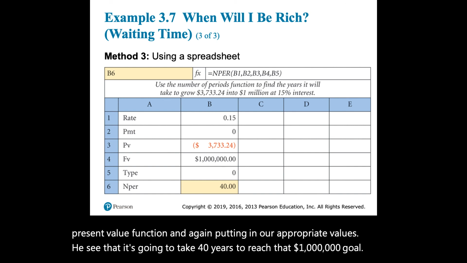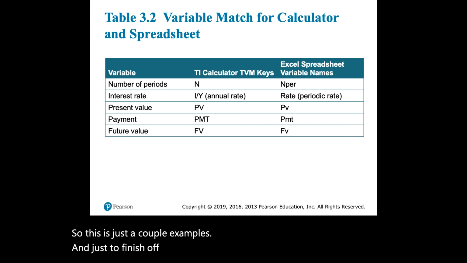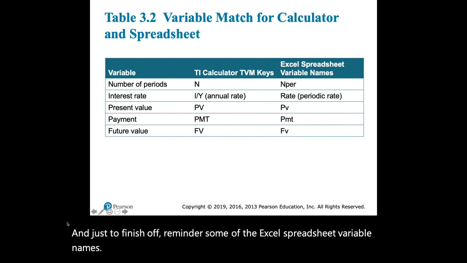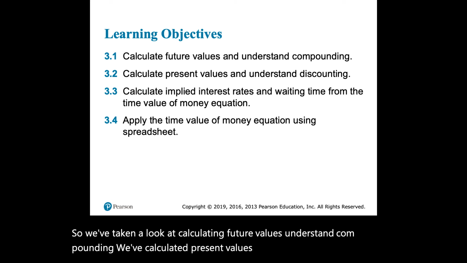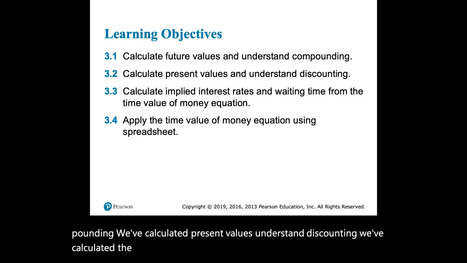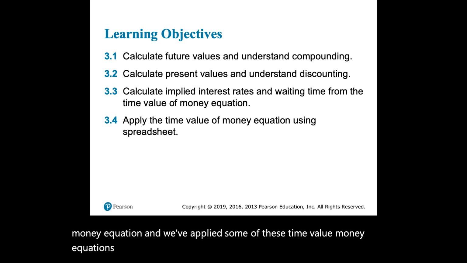And just to finish off, reminder, some of the Excel spreadsheet variable names. So we've taken a look at calculating future values and understand compounding. We've calculated present values and understand discounting. We've calculated the implied interest rates and waiting time for the time value of money equation, and we've applied some of these time value of money equations using the spreadsheet. We'll use the spreadsheet more specifically when you work on your homeworks.